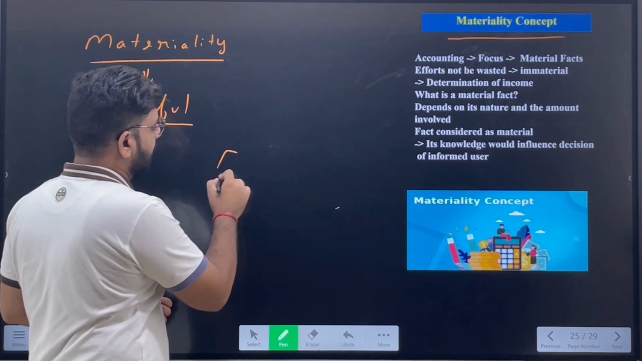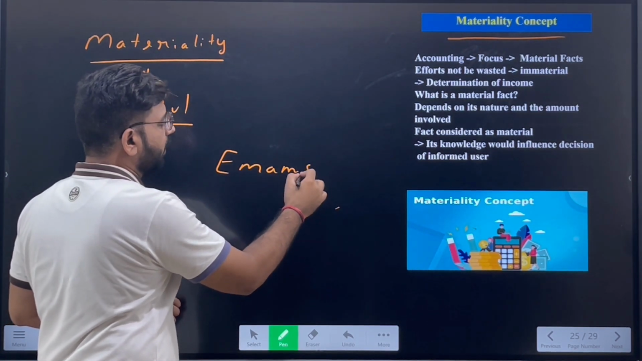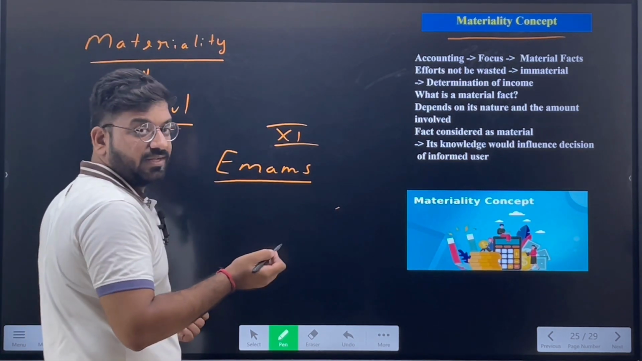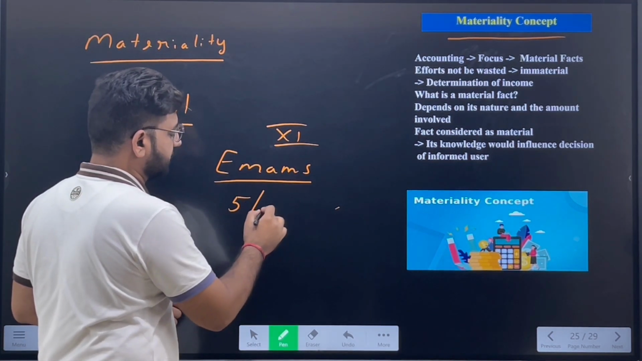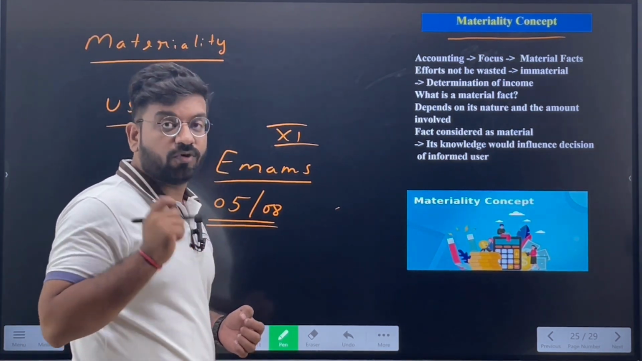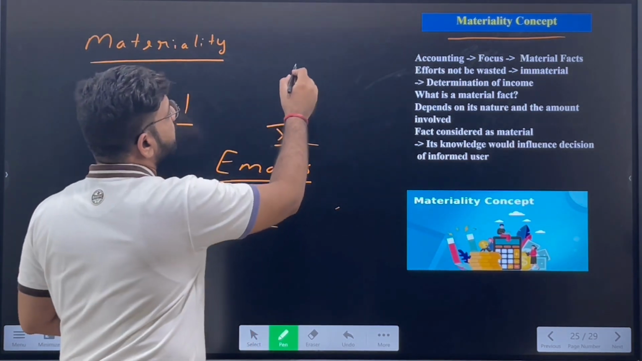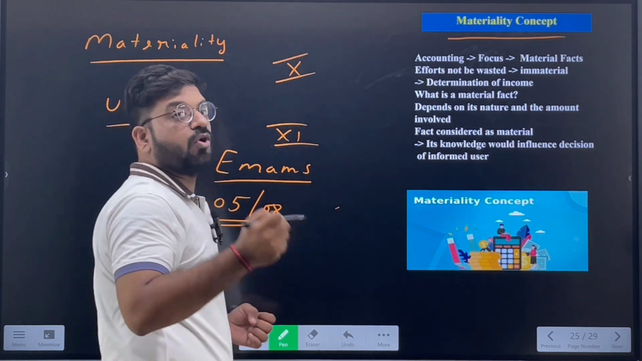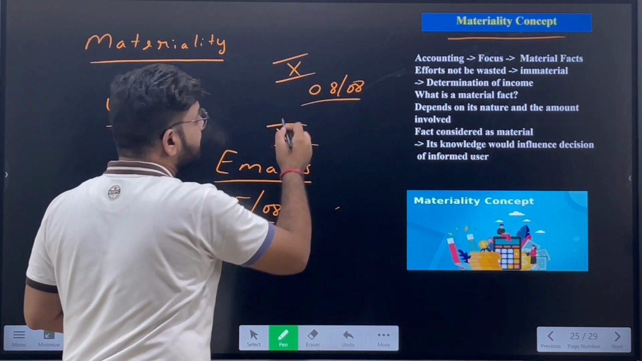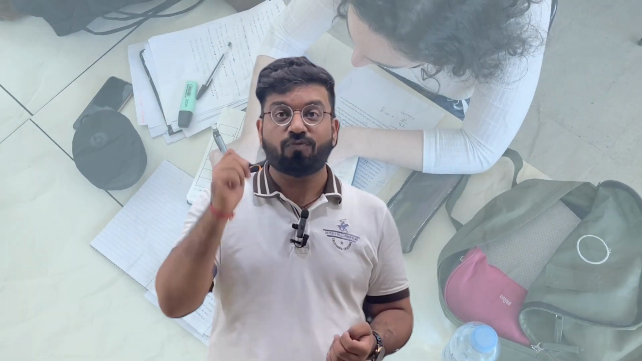For example, let's take an example. Since you are in grade 11th, the exams will be starting, for example, from 5th of August. From 5th August, your examinations will start. So this is useful for your information. Now if there is information that the examination of 10th will start from 6th or 8th of August, this thing is not material, this is not useful for your information. You should not need to know this because you are in 11th now. Are you getting my point?